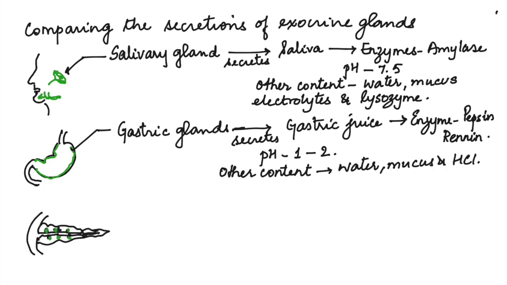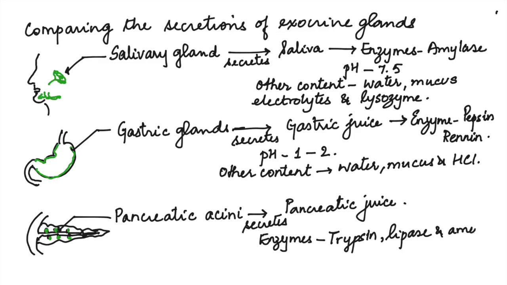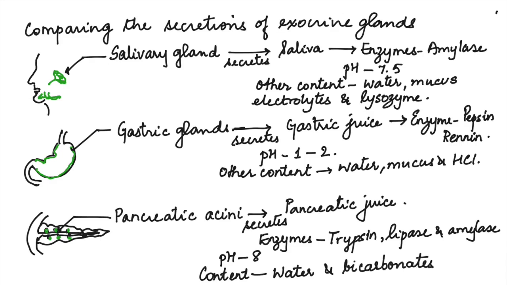The other exocrine gland associated with the alimentary canal is the pancreas, or the pancreatic acini, which secretes the pancreatic juice. Pancreatic juice contains different enzymes like trypsin, amylase, and lipase. These are the three main enzymes present in the pancreatic juice, which has a pH of 8. Apart from this, it has water and bicarbonates.